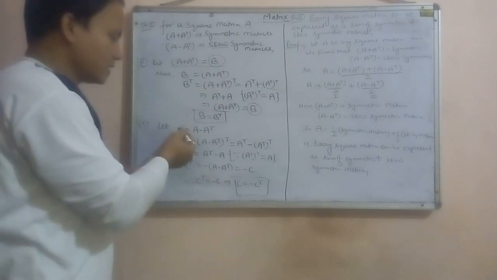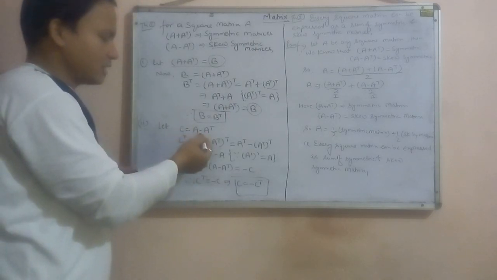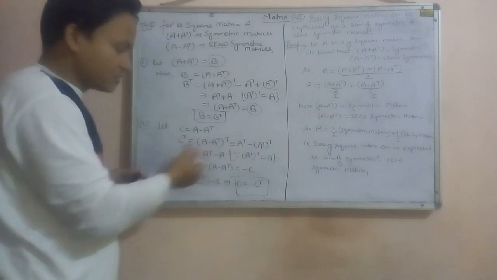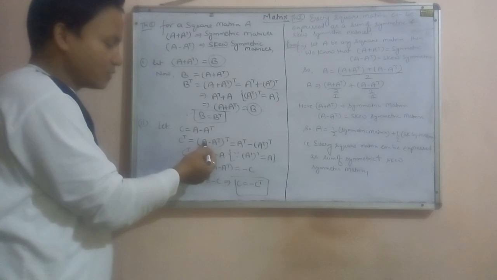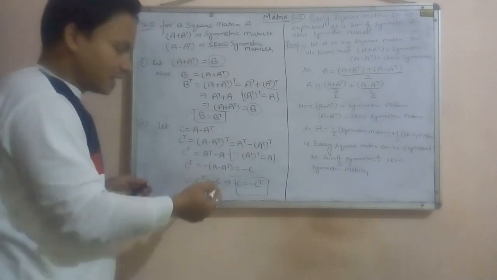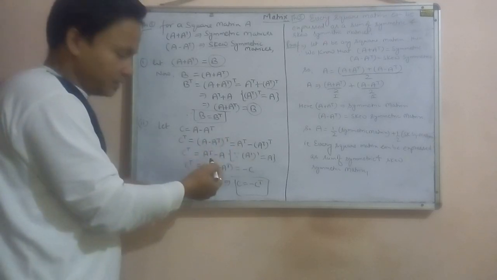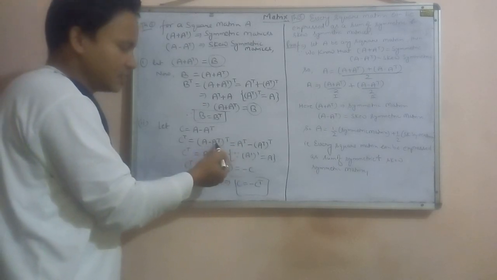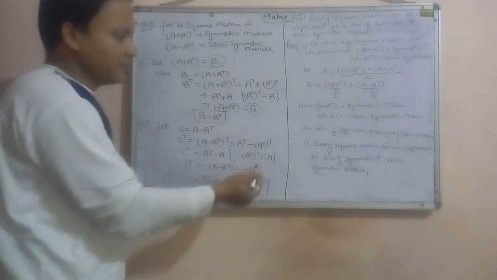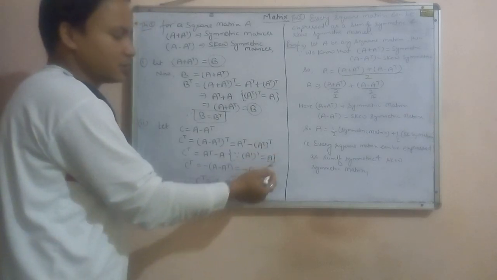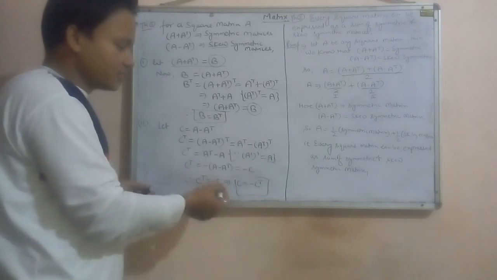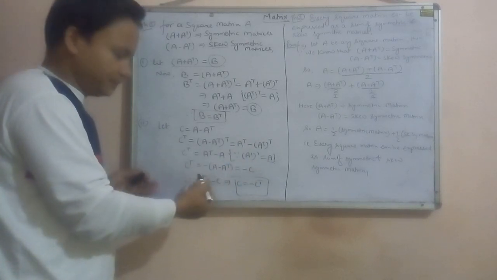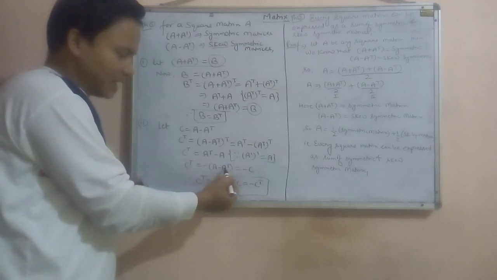So let us suppose C is any square matrix and C equals A minus A transpose. Now taking the transpose of both sides, C transpose equals (A minus A transpose) whole transpose. Again on applying transpose to both the matrices, it gives us A transpose minus (A transpose) whole transpose. Again we know that (A transpose) whole transpose equals matrix A. So on substituting the value, A transpose minus A, now taking minus common, minus (A minus A transpose).